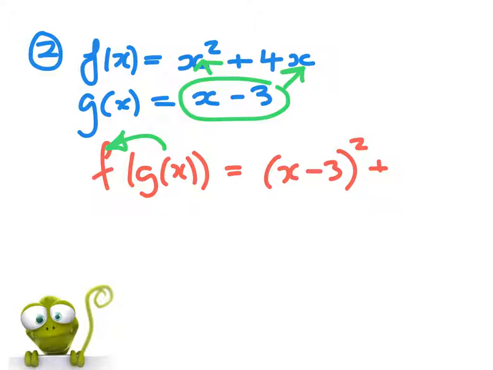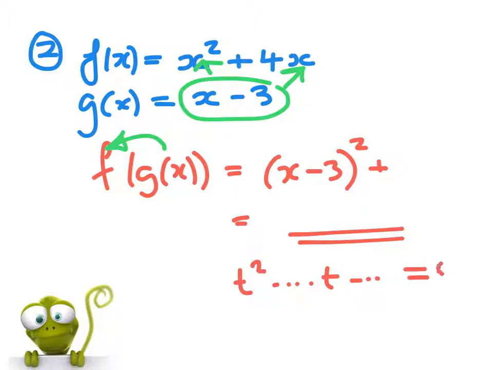Second part of the question says find the value of t such that h of t is equal to 0. So whatever you get this answer here to be, rewrite it in terms of t. So it'll come out to be something like t squared blah blah blah t blah blah blah, and put it equal to 0. Factorise it to get your two little brackets, and then from your brackets you can work out what t is.